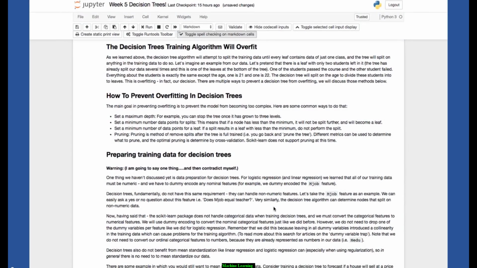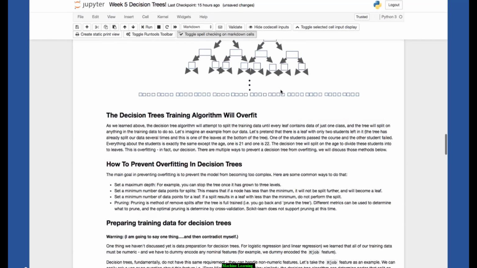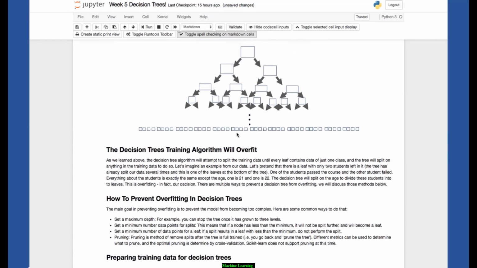So we left off when we talked about how decision trees are very good at overfitting, and that's because they will continue to split the training data up with more and more questions until all of the leaves are a pure class, or until it cannot possibly split anymore. So how do we prevent this?